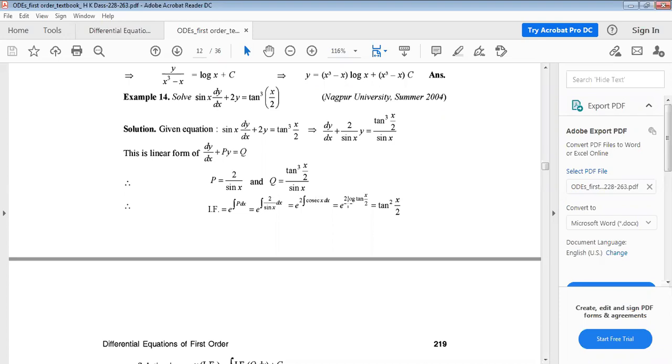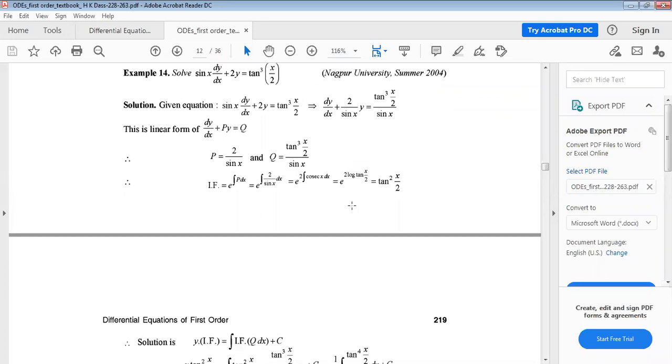So just putting this formula, the 2 becomes a square, tan square x by 2. Okay, e and log can be cancelled. We get only tan square x by 2, just this is the power square. So this is only tan square x by 2, and e log is cancelled.